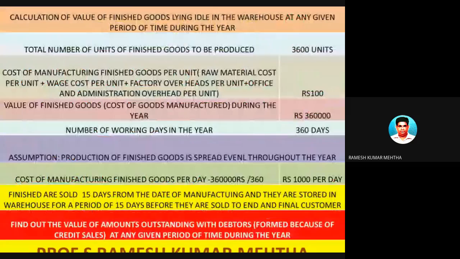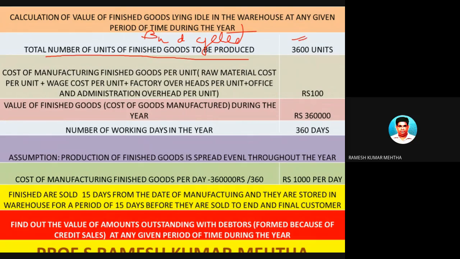So I'm tentatively taking a small numerical example, and then we'll try to find out the value of finished goods lying idle at any given period of time. So let's start the discussion and derive the formula for it. The total number of units likely to be produced, the budgeted amount of final goods which are going to be produced in the next year, is 3600 units. So this is a hypothetical example. We are contemplating that we are going to produce 3600 units of a particular finished good in the next year.